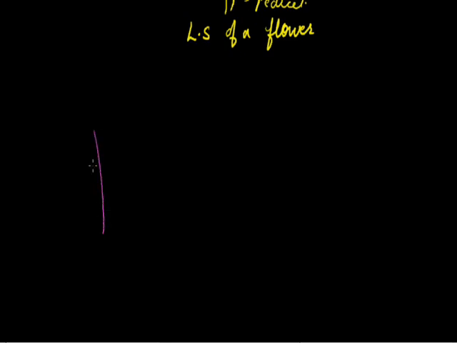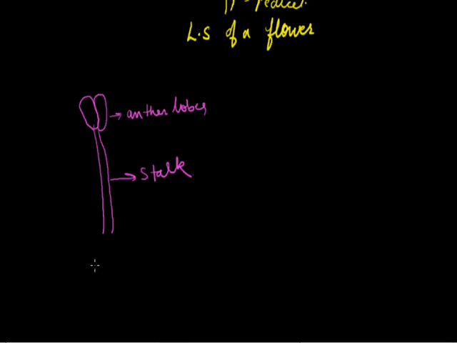In the androecium there is a long stalk, and it consists of two lobed structures. These are called anther lobes, and this long structure is called a stalk. Anther lobes consist of anthers. So this is called androecium, or it can be called stamen.